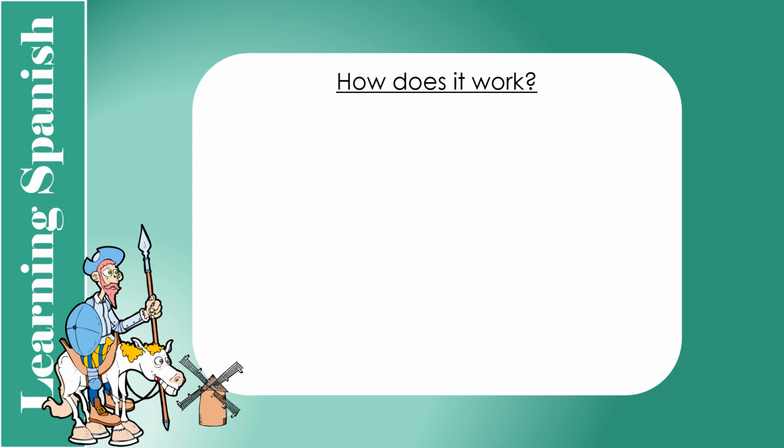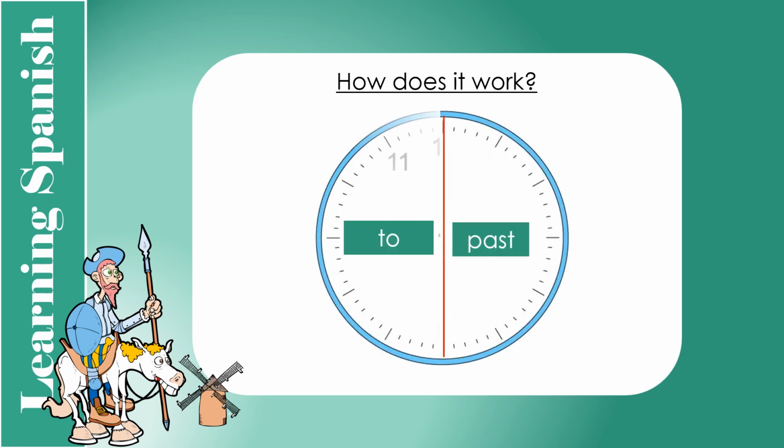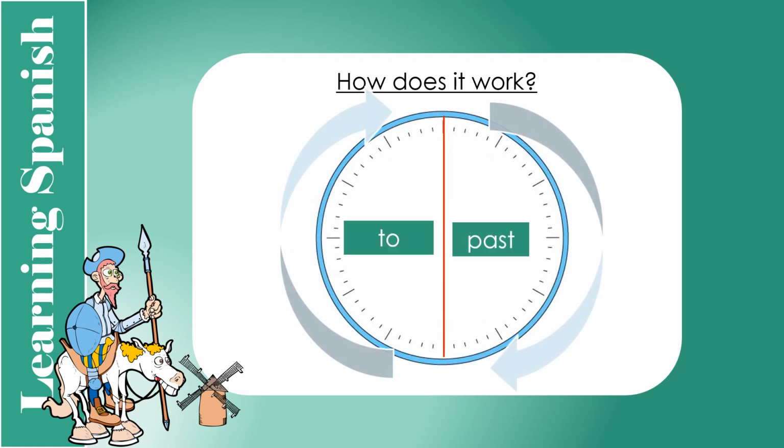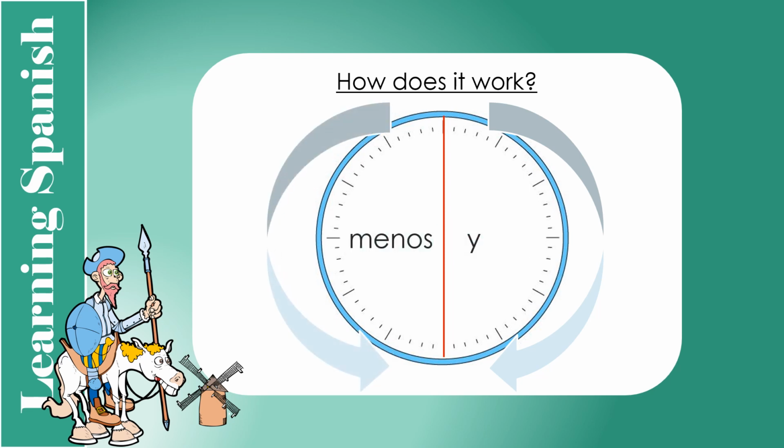Okay, how does it work? Here you see a clock divided in two parts. Now let's start with the English way of telling time. If the big hand of the clock is in the right half of the clock, we say "past": it's 1:15, it's 2:30. And if the big hand is in the left half, we say "to": it's 20 to 5, it's 10 to 5. Now the Spanish way of telling time does not differ that much from the English one, except they say "and" or "y" instead of "past", and "minus" or "menos" instead of "to".